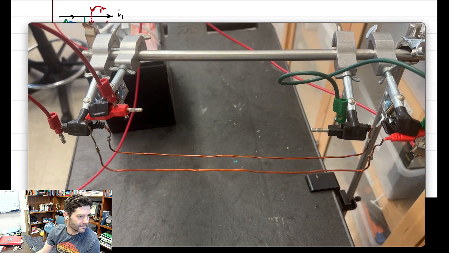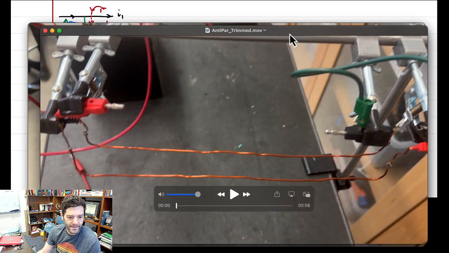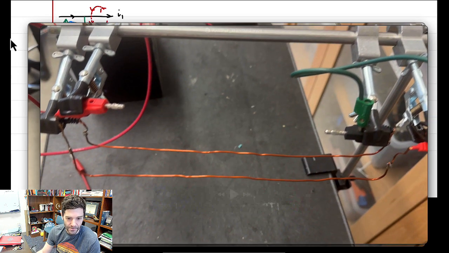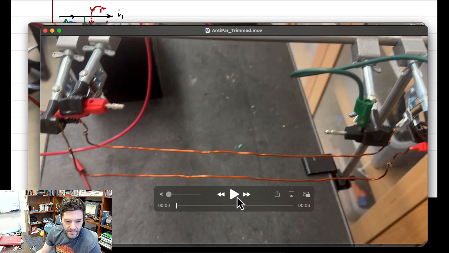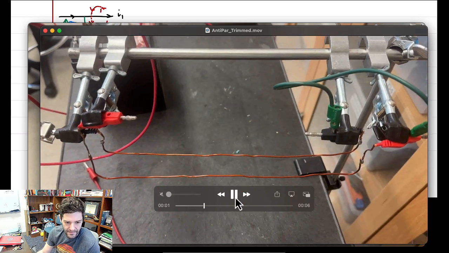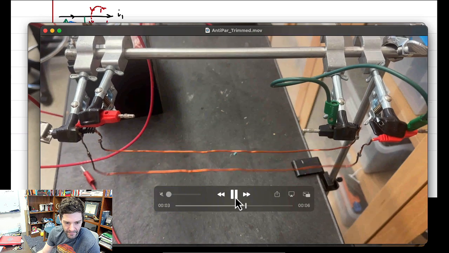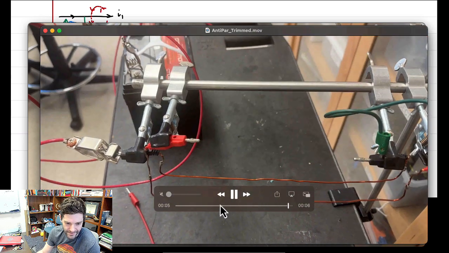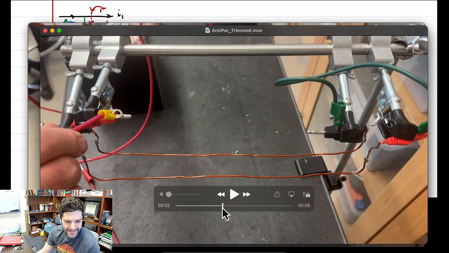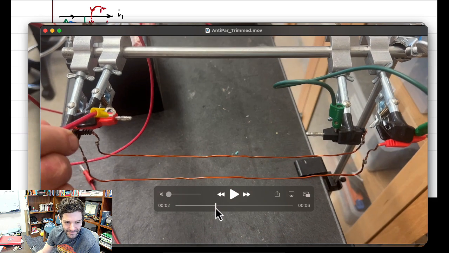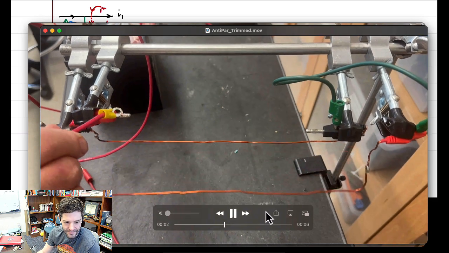Why not, since we're here? Let's do the going in opposite directions. When they're going in opposite directions, I've essentially switched the cords around a little bit. And so when I touch them together, they repel. There you can even see a spark. Why do I do this? Right, then they fly apart from one another.